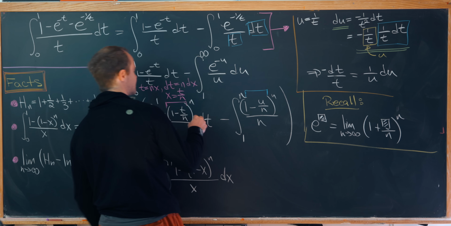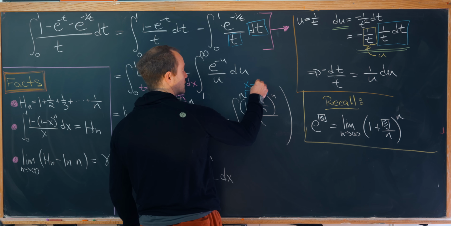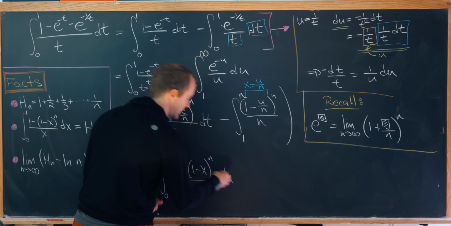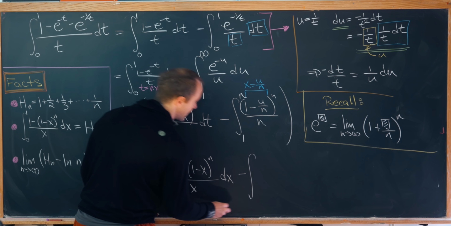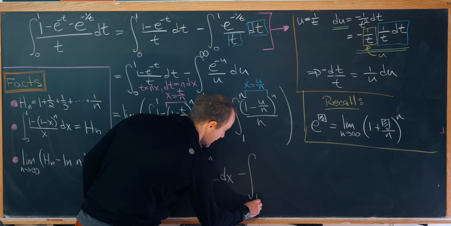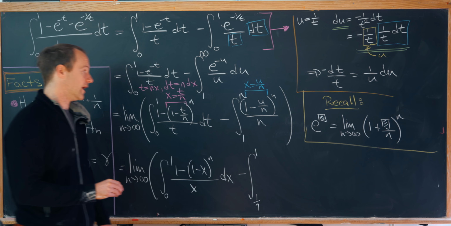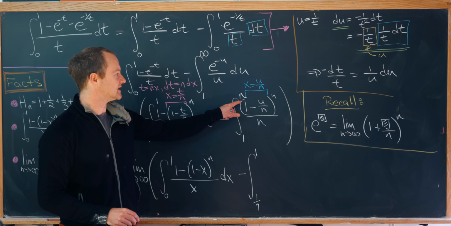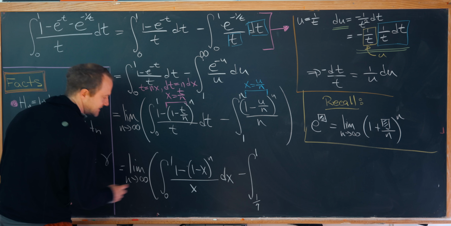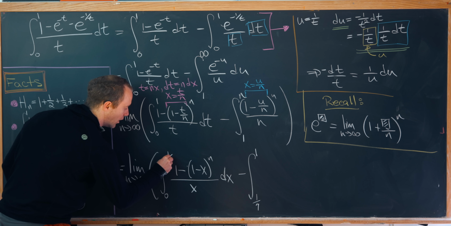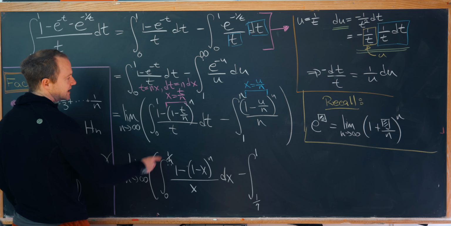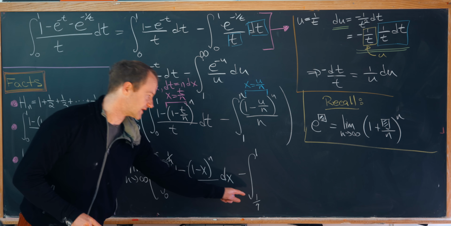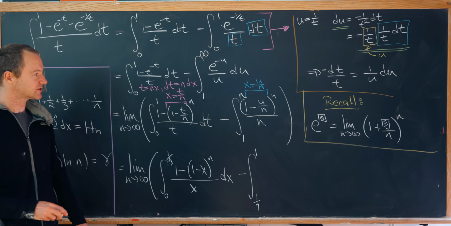So here I'll take the substitution x equals u over n. And that'll give us minus the integral from, that will be 1 over n up to 1. So let's notice when u is equal to n, x is equal to 1. Oh, and I see that I made a mistake over here. This should be 1 over n, because when t is equal to 1, x is equal to 1 over n.